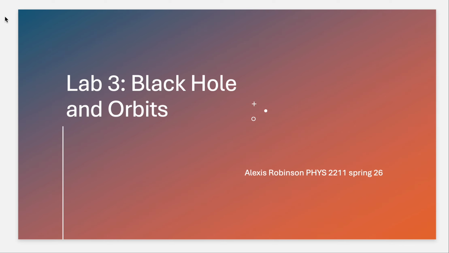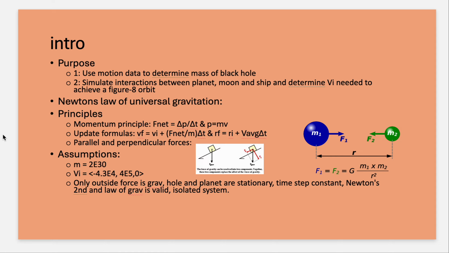This is Lab 3, Black Hole and Orbits. The purpose of Part 1 is to use motion data to determine the mass of the black hole. And the purpose of Part 2 is to simulate interactions between the planet, moon, and ship to determine the initial velocity needed to achieve a figure-8 orbit.